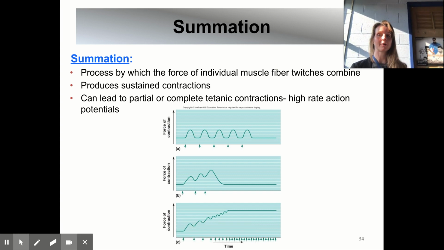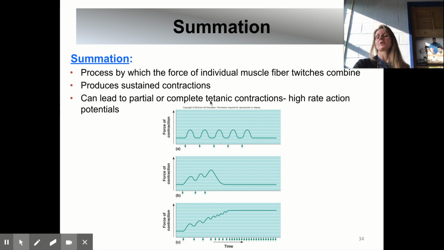So summation is the process by which the force of individual muscle fiber twitches combine. This is like you have multiple muscle fibers that are activated by one motor neuron, right? You can activate multiple motor neurons to activate more muscle fibers to create more of a reaction. This produces more sustained reactions. So if more acetylcholine is released by more neurotransmitters, we get what's called a tetanic contraction, right?